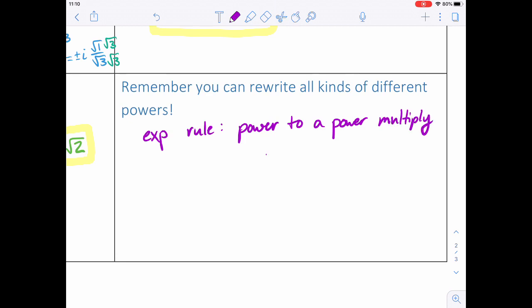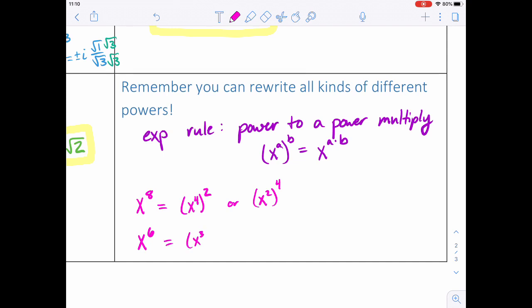If you want to see that written out, that looks like x to the a to the b is equal to x to the a times b. So let's look really quickly at a couple different higher powers that might be useful for us. If we have x to the 8th, we could rewrite that as x to the 4th squared. We could also write it the other way, x squared to the 4th. If we have x to the 6th, we could write that as x cubed squared, or write it as x squared cubed.